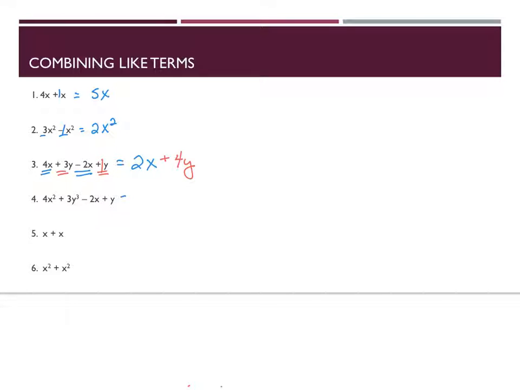Now if I look at number 4, let's start from the left and go to the right. Do I have another term that has an x squared? I do not. So 4x squared doesn't combine with anything. That doesn't mean it disappears. I just can't add it to anything. Now what about 3y to the third? Does 3y to the third have a like term? No. So I just carry it along.